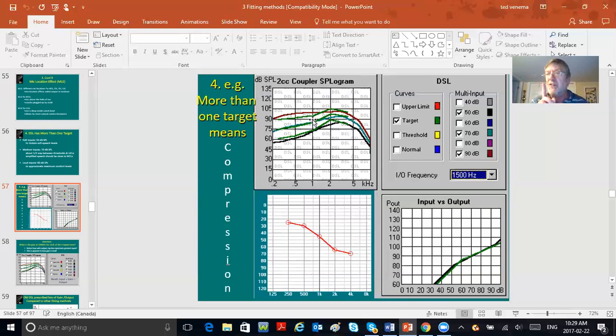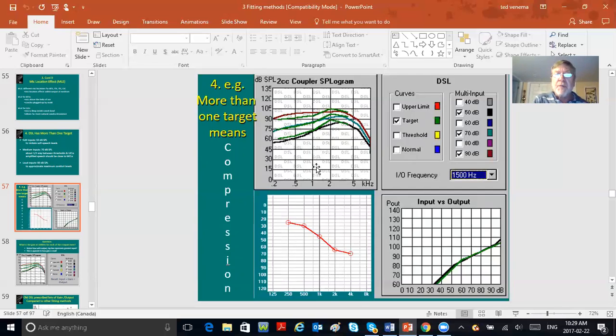Look at 1,000 hertz. And look at these inputs, 50, 70, 90. Okay, the bottom one here is for a 50 dB input. What's the output here? Well, it's about 75 at 1,000 hertz. What's 75 minus an input of 50? That's a gain of 25.